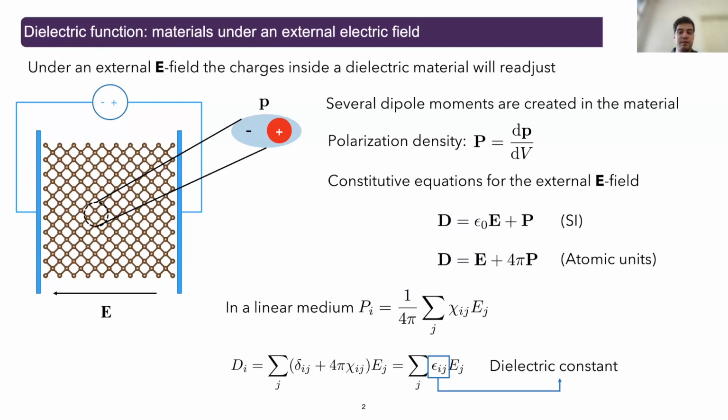Now, if the material in question is linear and homogeneous, but not isotropic, you can write down the following expression for polarization as dependent in first order of the external electric field. And with it, you can express the displacement field as only dependent on the external electric field via the macroscopic dielectric constant.